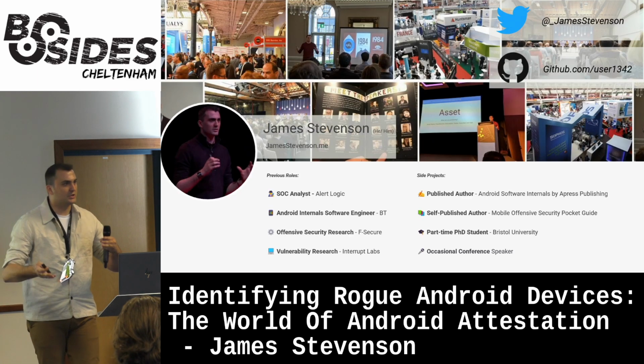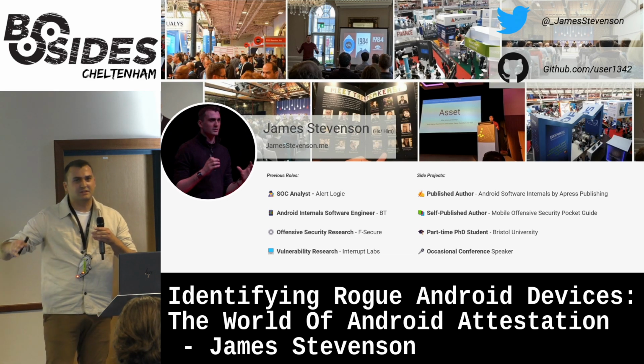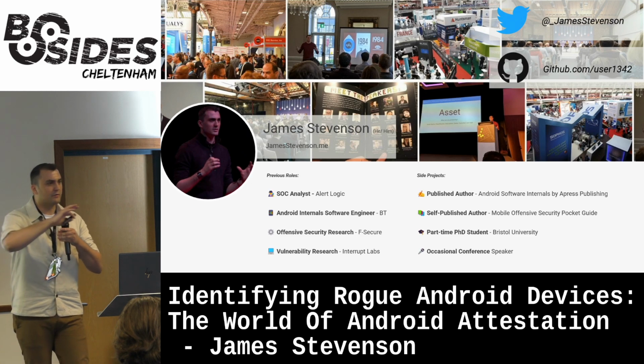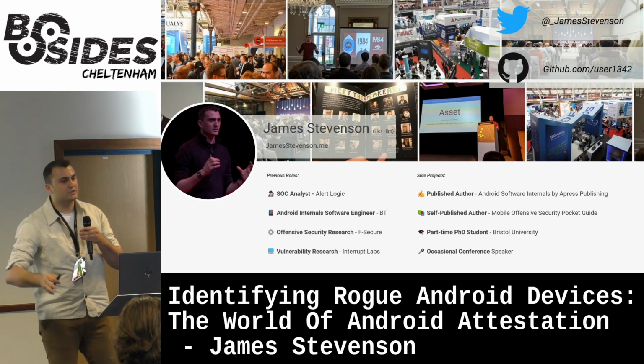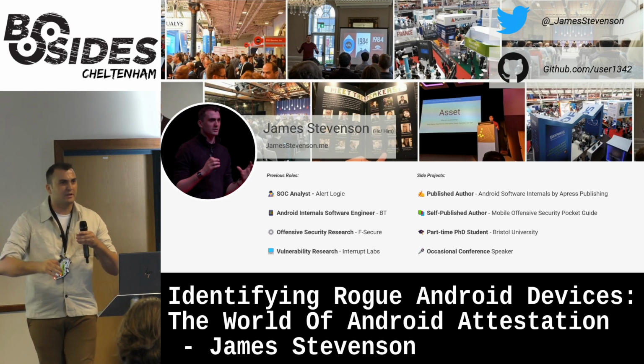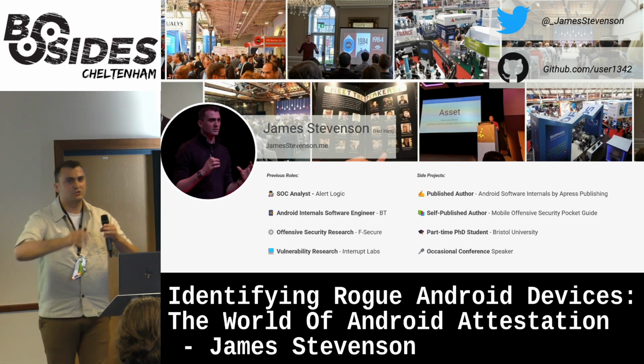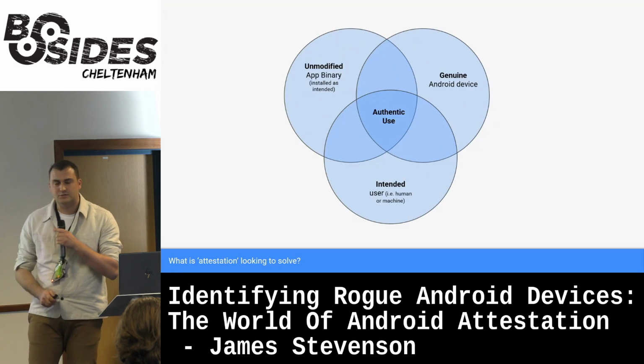First things first, though, who actually am I? My name is James Stevenson, and around about 6 years ago now, I entered the computer security field. I've been in roles from software engineering to penetration testing and vulnerability research. I've also released a few books on similar topics, and I occasionally talk at conferences like this. But that's enough about me. Let's jump into Android attestation.